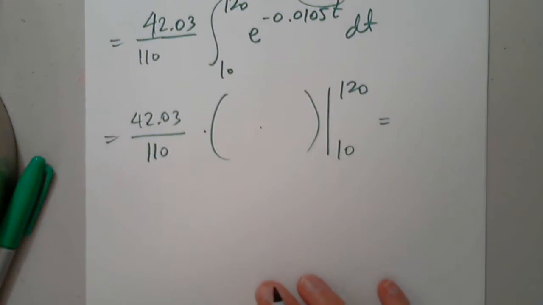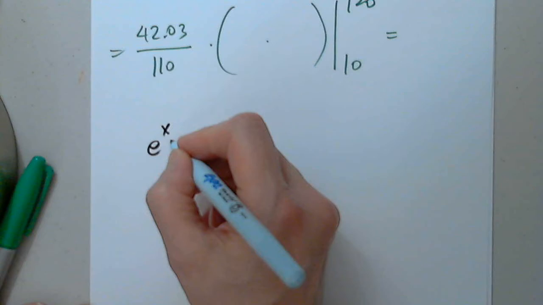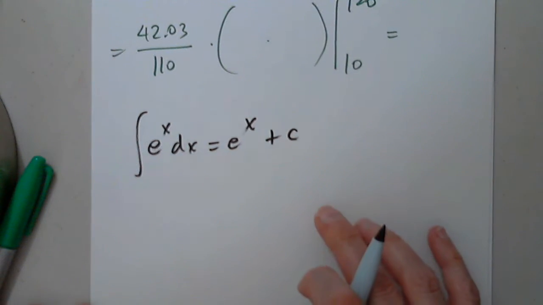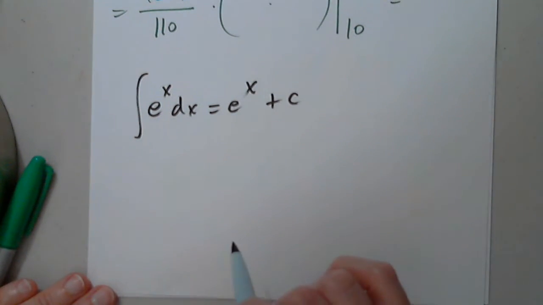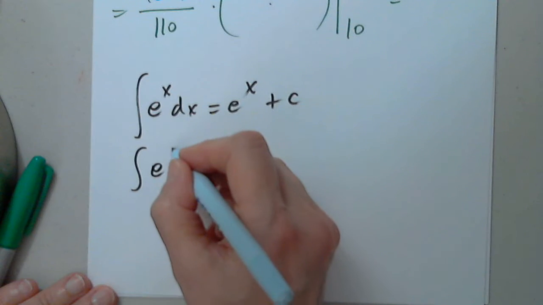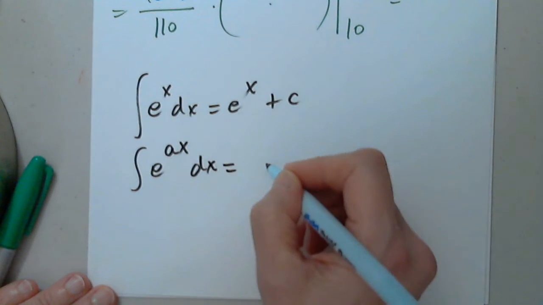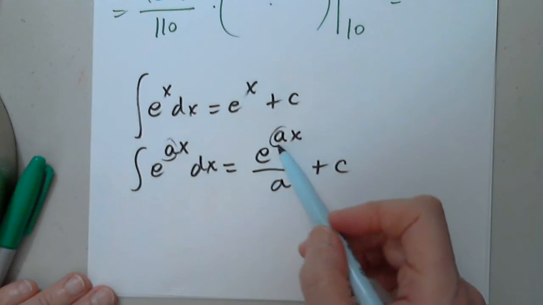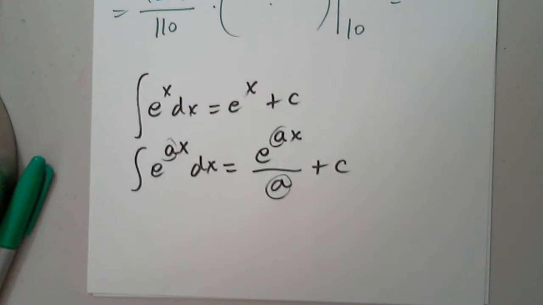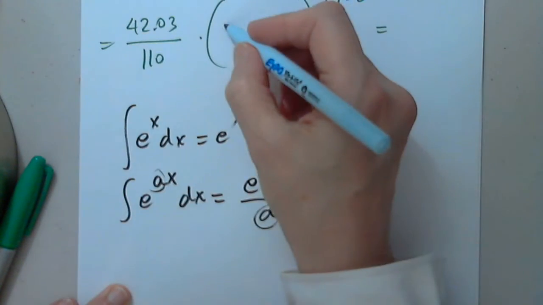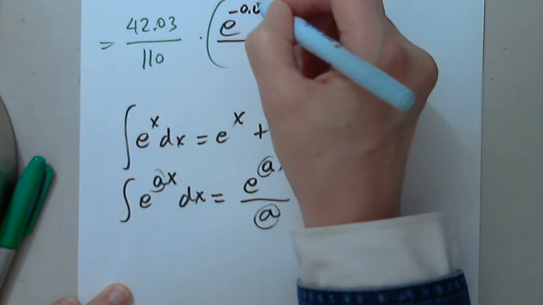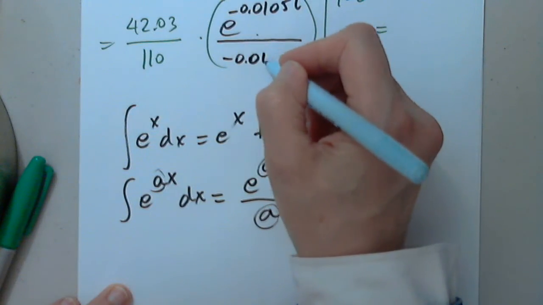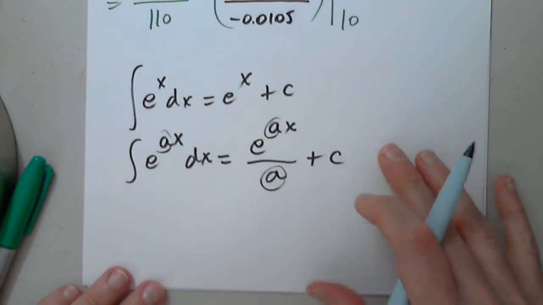Okay, let me refresh your memory. The integral of e to the x dx is e to the x, of course, plus a constant c. That's the general, the indefinite integral. But the integral of e to the ax dx will be e to the ax over a plus a constant c. Whatever this number is, it doesn't matter. So it's just e to the negative 0.0105 t divided by negative 0.0105. Yes, that's it. Perfect.